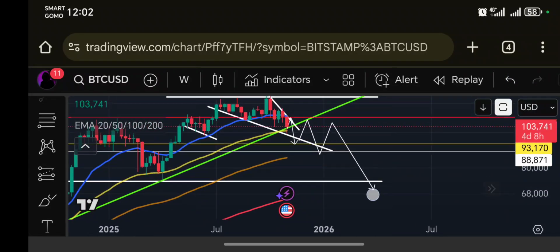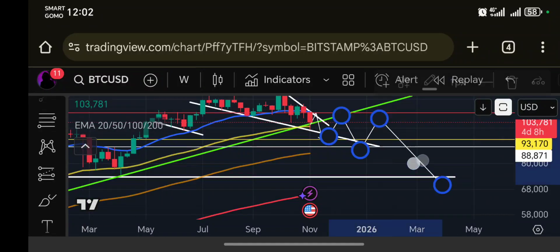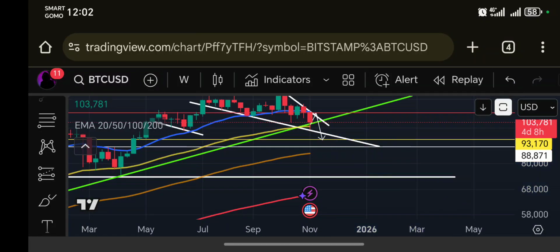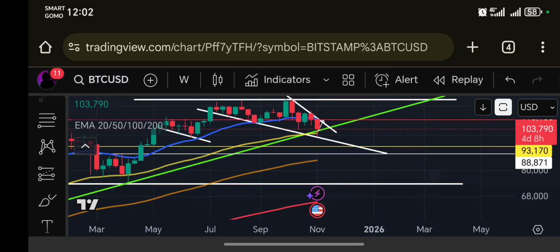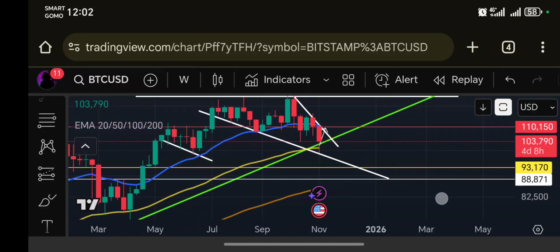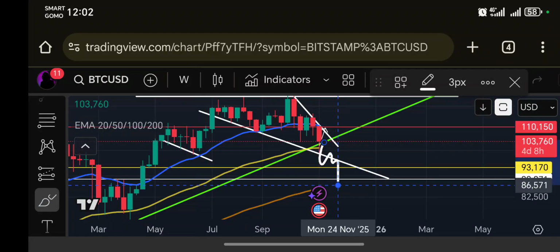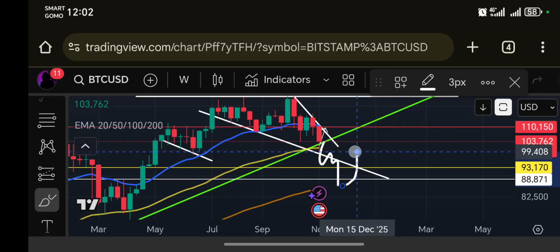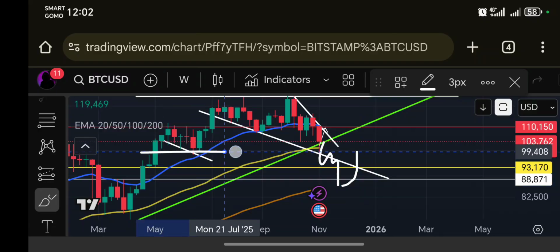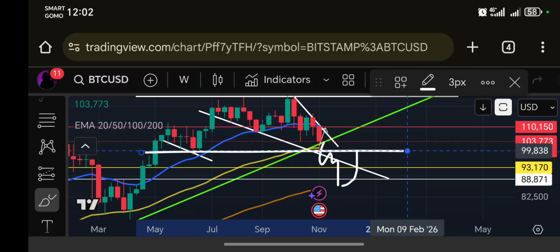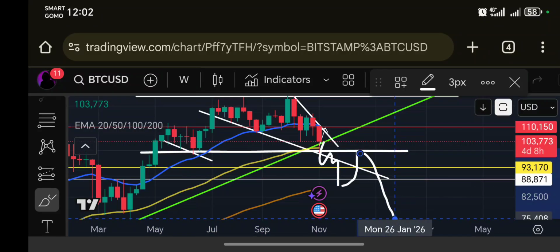Because if we are going to, I'm gonna remove this. If we manage to go like that, for example like this, 86,507, then we're gonna come back up here. Now this is your rejection area right there at your 99,000, then continue to the downside, and you know that the bear market is in.